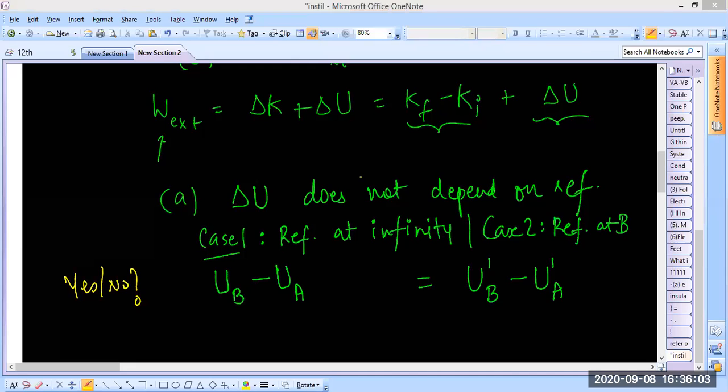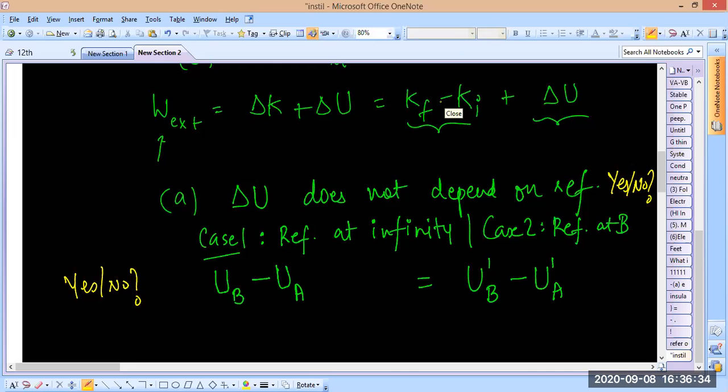Again, let me start with this sentence. Have you understood this one first of all? That delta U does not depend on reference. Some of you said no, so that's why I'm asking again. Do you all remember that delta U does not depend on reference? That is, change in potential energy is always fixed, whichever reference you take.